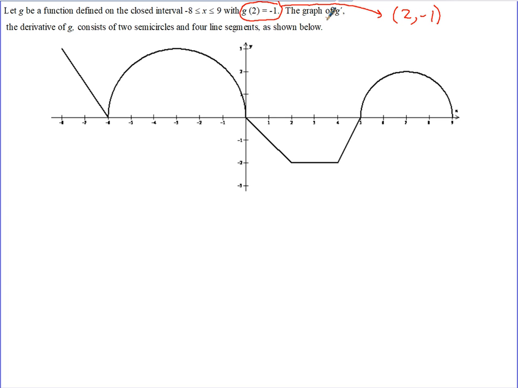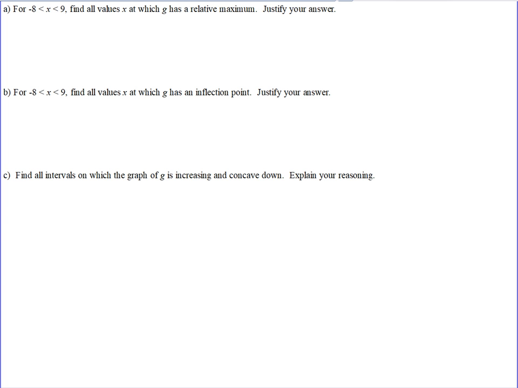And then it says the graph of g prime, the derivative of g, so that's what this is, consists of two semicircles, right here and here, and 1, 2, 3, 4 line segments as shown below. So with the graph of the first derivative here, there's a bunch of different things that it can tell us. So let's start with part A.